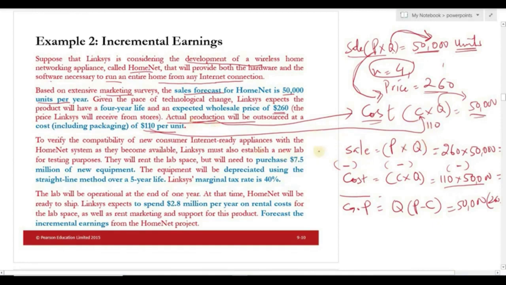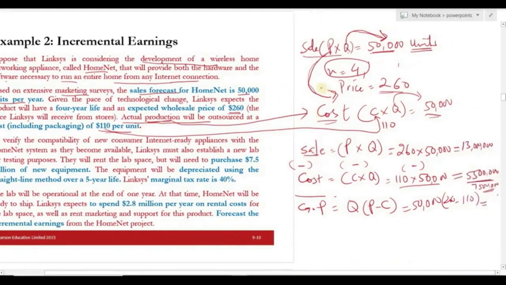Okay, so at this point, if I want to find the sales, it is price times quantity. Price is 260, quantity is 50,000, and that is the total sales. Subtract the cost, which is C times Q. C is 110, Q is 50,000. So the cost is 5,500,000. Okay, so what is the gross profit? That is 7,500,000. Sales minus COGS is gross profit.